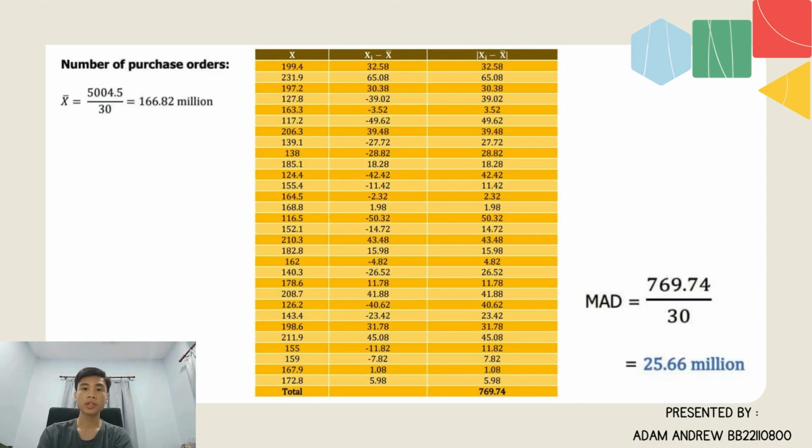For number of purchase orders, we are still using the same formula but with different figures. And then we got a MAD of 25.66 million. We can see that the number of purchase orders demonstrates a higher mean absolute deviation with 25.66 million, indicating a bigger average deviation from the mean in comparison to number of visits of only 7.45 million.